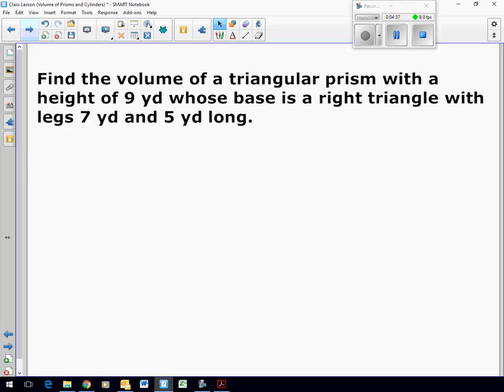You guys try. Find the volume of a triangular prism with a height of 9 whose base is a right triangle with legs of 7 and 5. Tell you what, I'll help you out with this. Mr. Reveau, how do I find the volume of a triangular prism? Big B, capital B, times h. Here is your secret to these problems: when you see big B, that tells you to calculate the area of the two-dimensional figure.